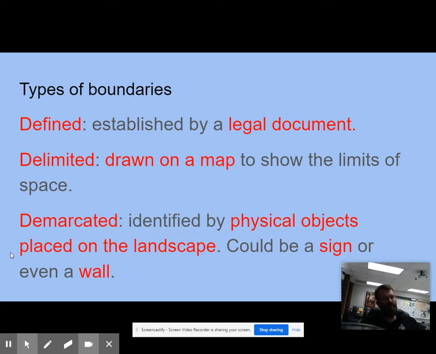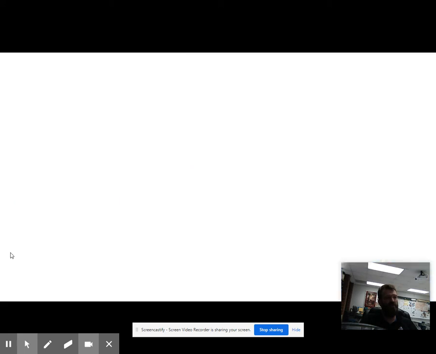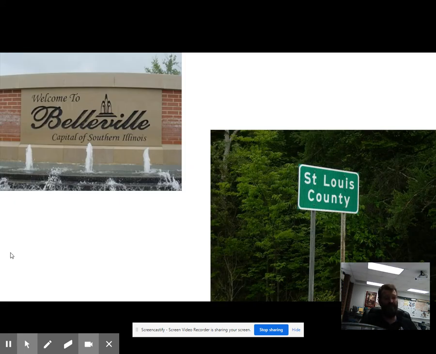And then a demarcated boundary is one that's identified by a physical object that's placed on the landscape. It could be a sign, it could be a wall, like the wall that's partially built between the United States and Mexico. There's all kinds of walls around the world, like the Berlin Wall that used to be there. That would definitely be a demarcated one. But there's also lines inside of cities, where gates or walls are built to separate different parts of the cities, which is crazy, but that happens inside the United States. So these are examples of demarcated.